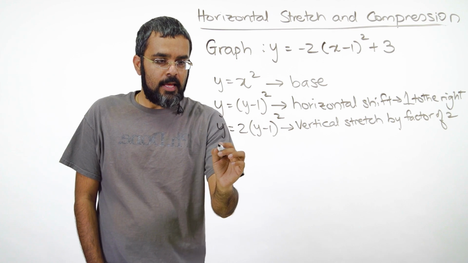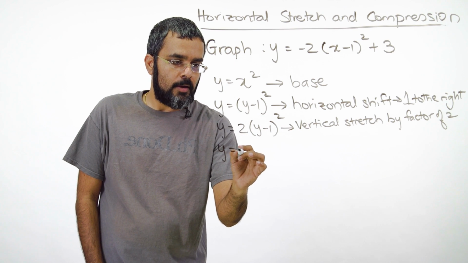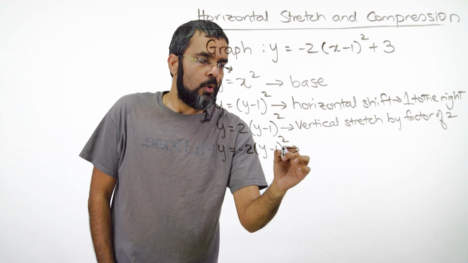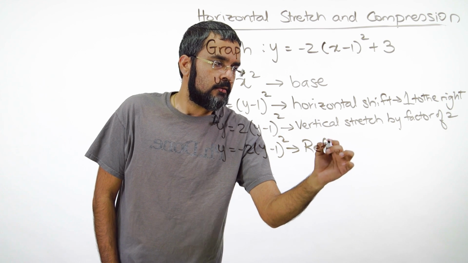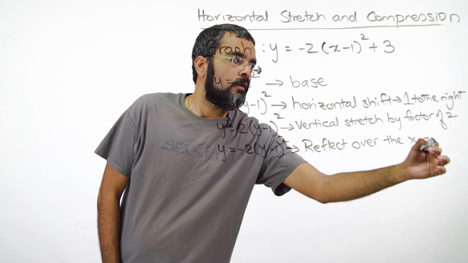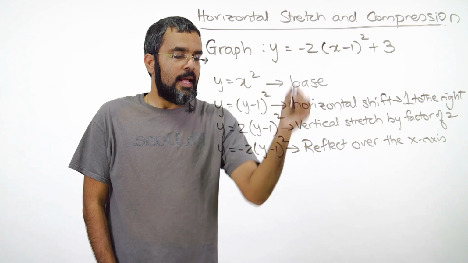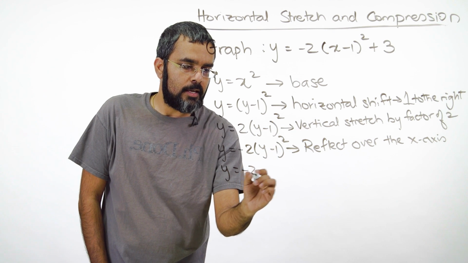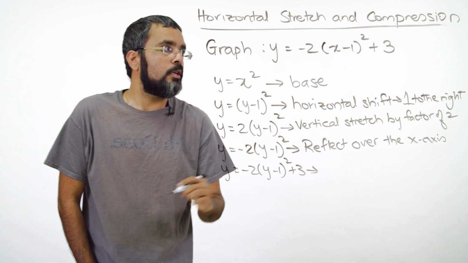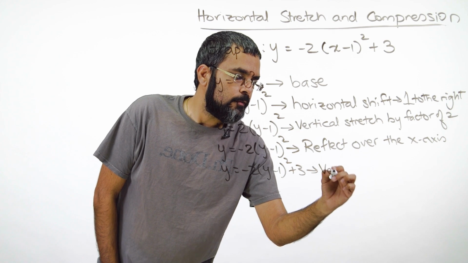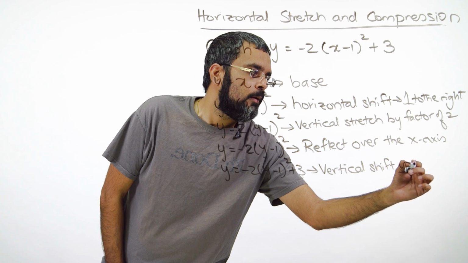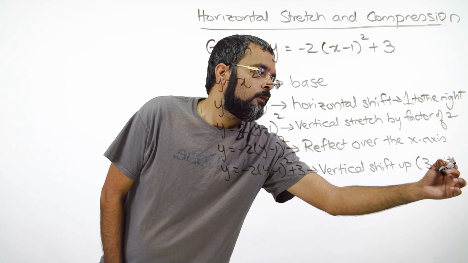All right, and then I'm going to go ahead and reflect this. So -2 times x minus 1 squared, which is reflecting over the x-axis. And then finally y equals -2 times x minus 1 squared plus 3, which is a vertical shift up by 3 units.